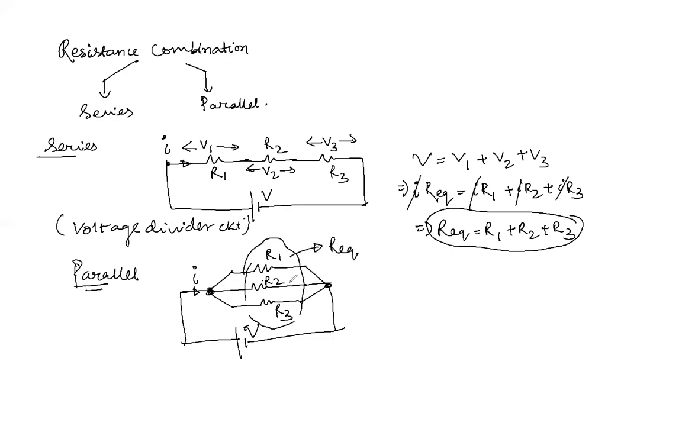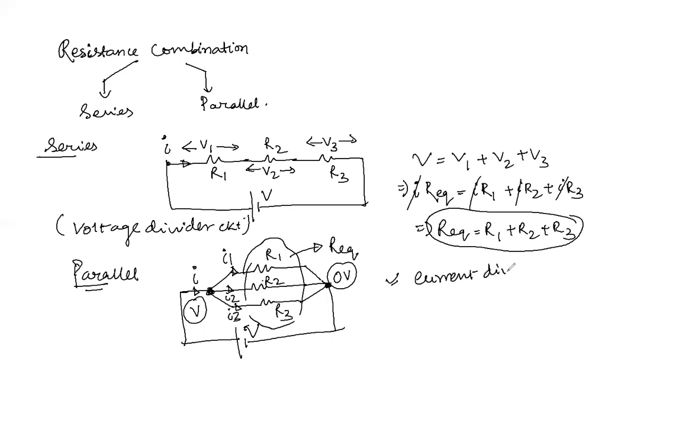So how to find out the value of R equivalent? Here it is I1, this is I2, this is I3. We have already studied about nodal analysis. So this point is having a potential of 0 volt and this has a potential of V volt. We can see that all the resistors are connected in parallel to each other. That means the potential difference across them is the same. So this kind of circuit is a current divider circuit.